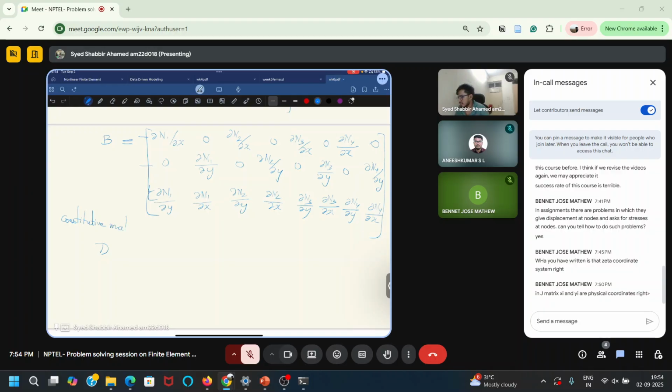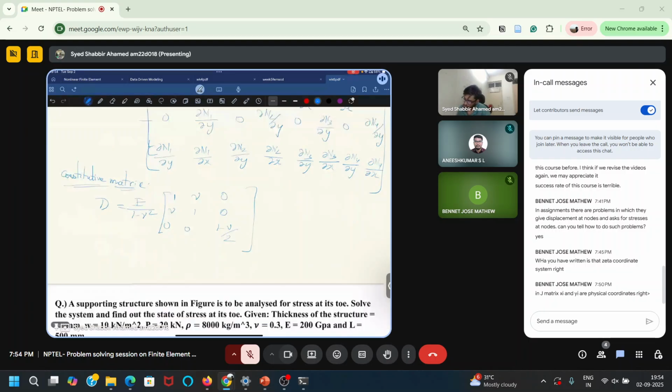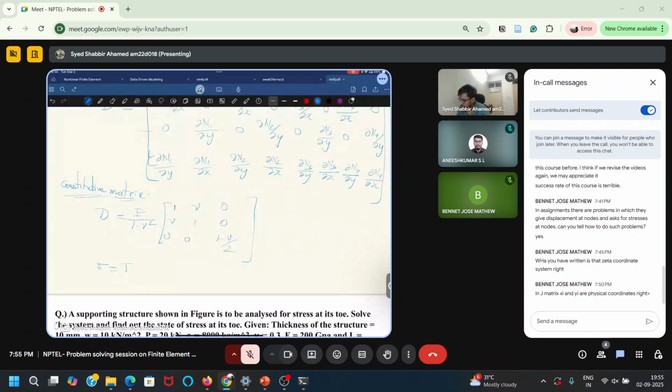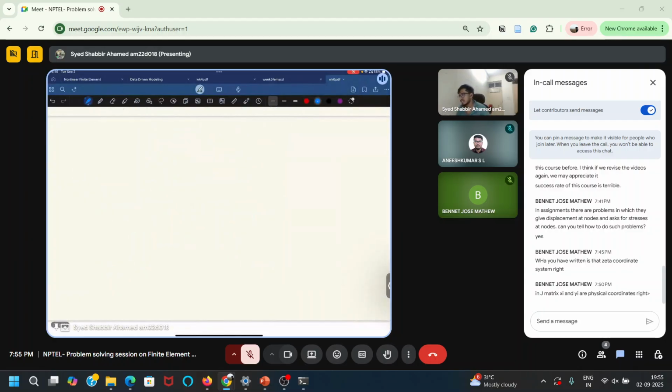Constitutive matrix D for plane stress. This we have derived in the last class, for plane stress and plane strain. In the last session, we derived this. This is my constitutive matrix. So if I know the displacements, I can get the strains. And if I know the strains, from that I can get the stresses. So these two relations I need: strain displacement relation and stress and strain relation, which is the constitutive matrix.